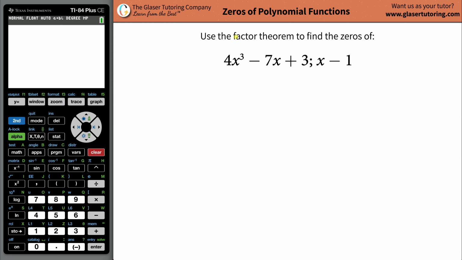Today I would like to teach you how to use the factor theorem to find the zeros of this polynomial function. Now, what is the factor theorem? That's a good question. Let's take a look.